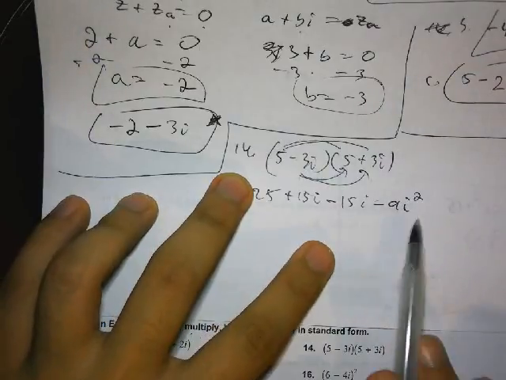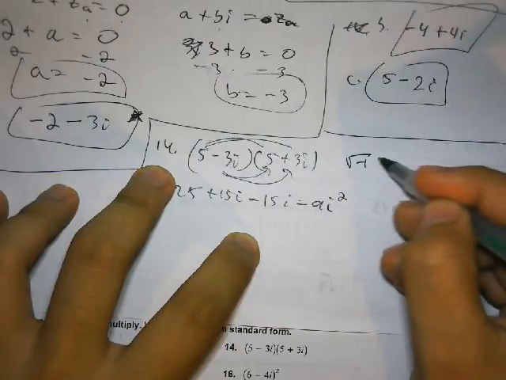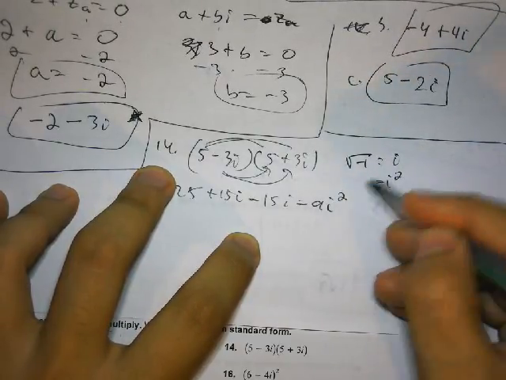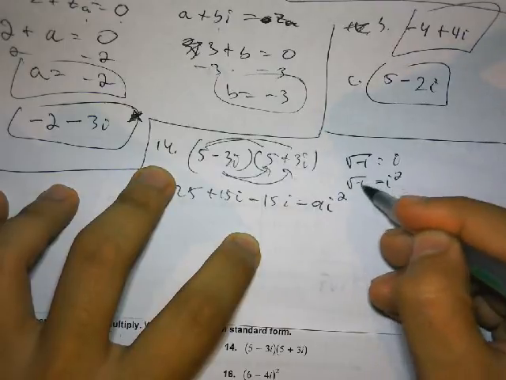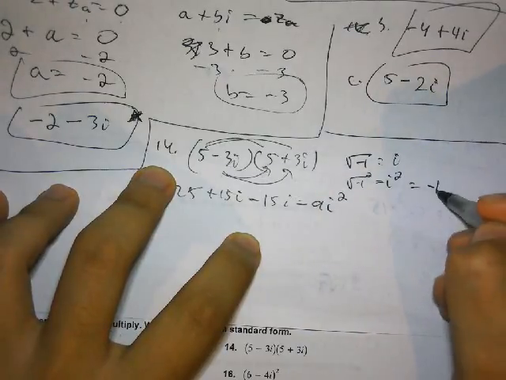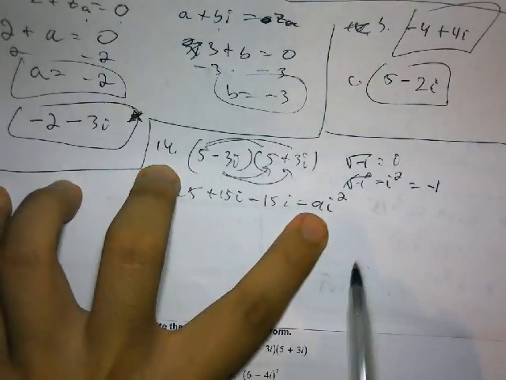So here we have to remember that the square root of negative 1 is equal to i. So if we square i, then we square the square root of negative 1, which is equal to negative 1. The square and the square root just cancel. And that's what happens here.